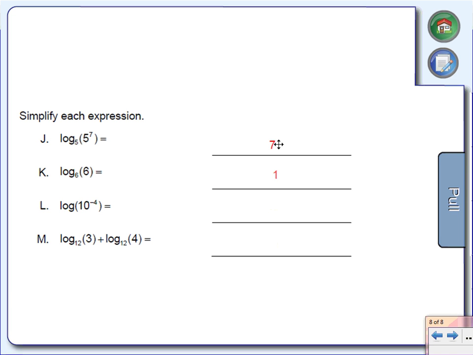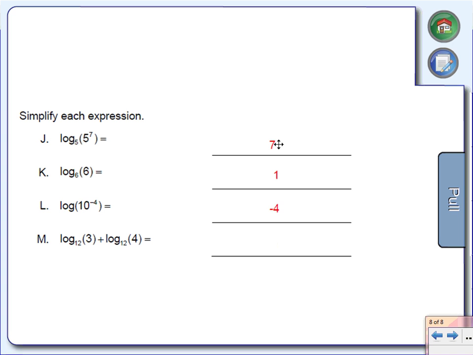Now what about the next one? Log of 10 to the negative 4th power. Are the base and the argument the same? Yes, remember, if we don't see that base, it's that common log. It's that 10. All right, so the base and the argument are the same. So all we're going to do is keep the exponent, and that exponent is a -4.